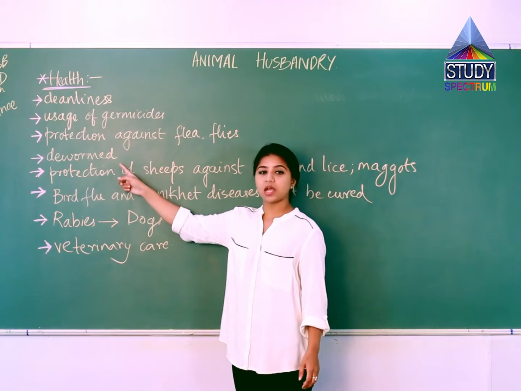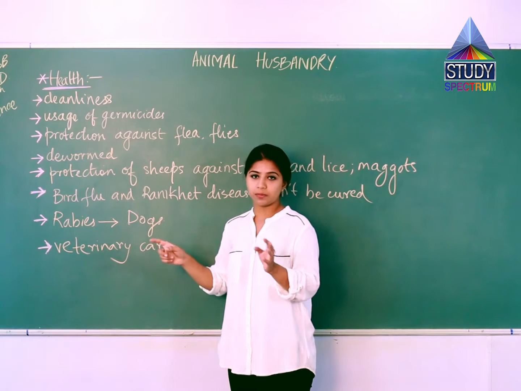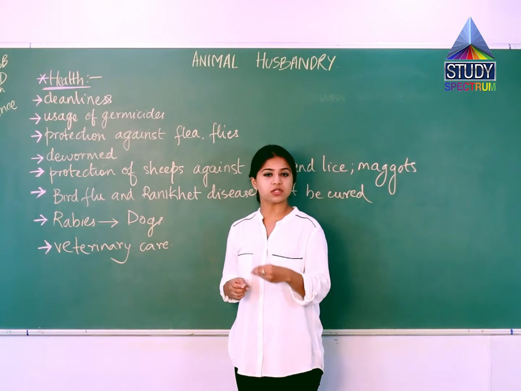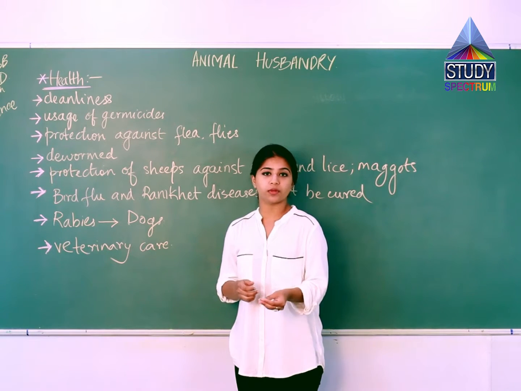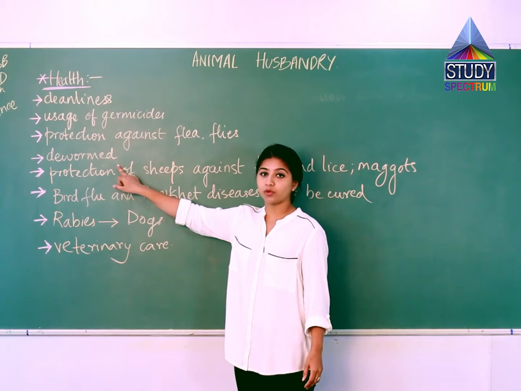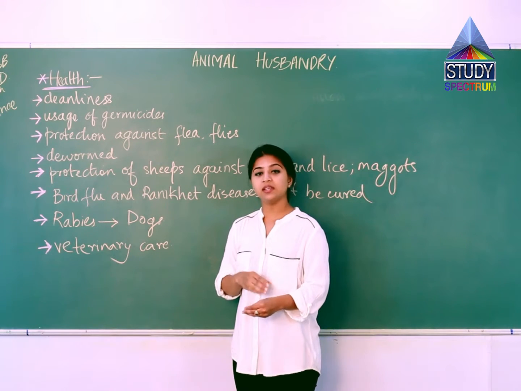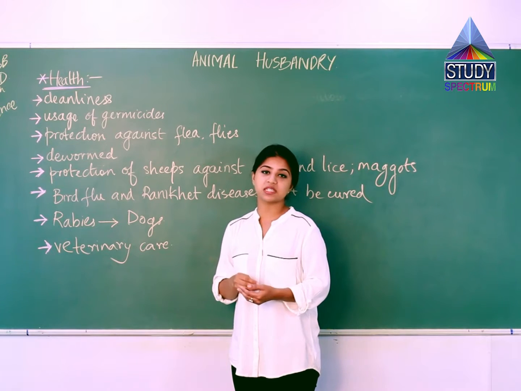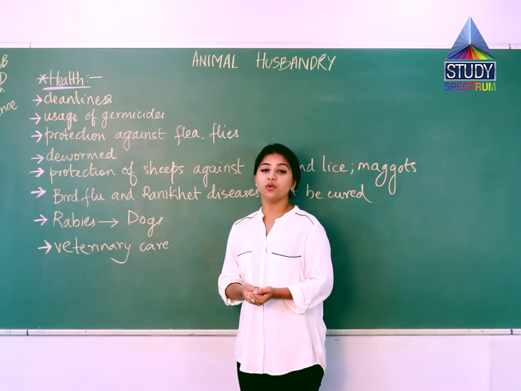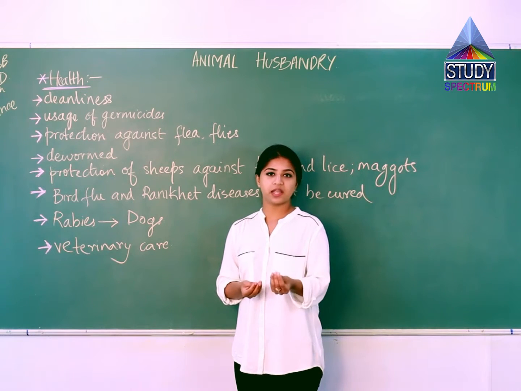Then animals are often susceptible to worms, because they eat a lot of food matter that is not supposed to be consumed. The one step that would be helpful for killing the worms inside their stomach and intestine would be deworming. So deworming tablets are there.